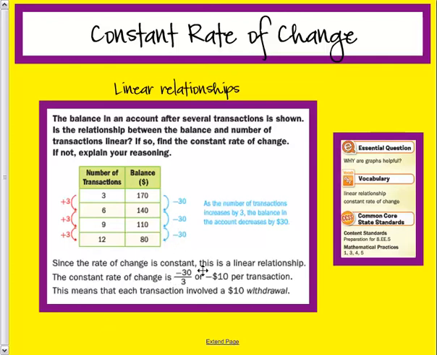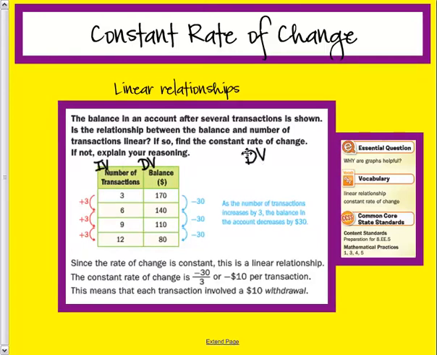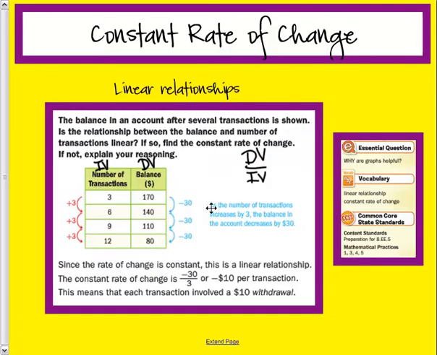So the constant rate of change would always be your dV over your IV. You should remember that from science. Your dependent variable over your independent variable. So the reason why is because the independent variable supports or holds up the dependent variable. So we take our negative 30, that's our dependent variable, and it depends on the number of transactions, which goes in the bottom, the independent variable. So $10 per transaction, which means each transaction involves a $10 withdrawal.